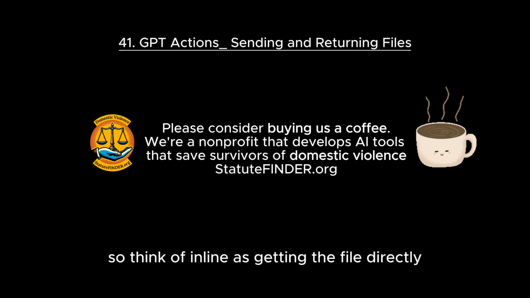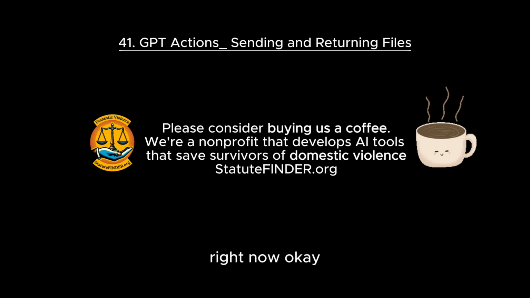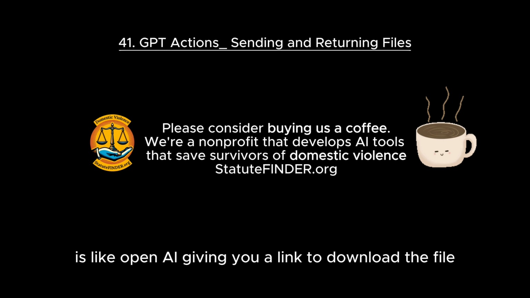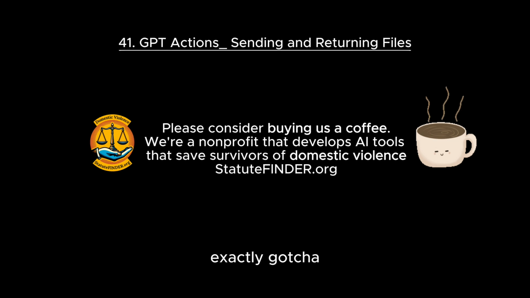Sure. So think of inline as getting the file directly embedded within the response. It's like OpenAI saying, here's the data right here, right now. The URL option, on the other hand, is like OpenAI giving you a link to download the file. So inline is instant, URL is like a download link. Exactly. Gotcha. But how do I choose which one to use? Is there like a rule of thumb?